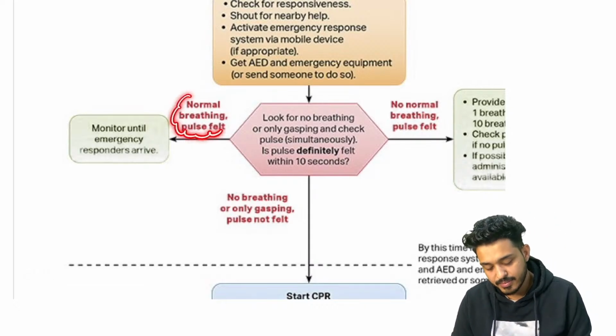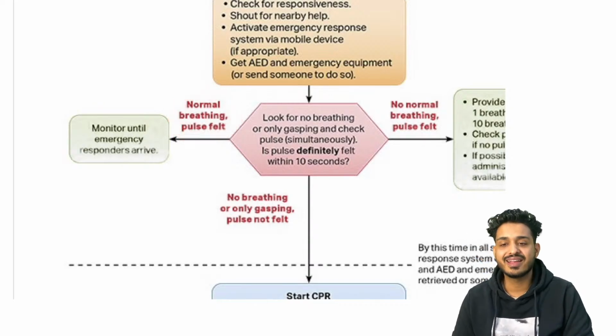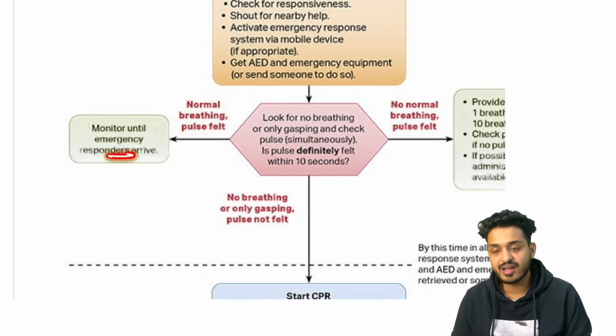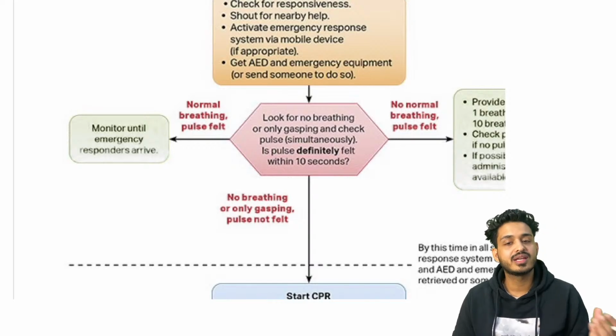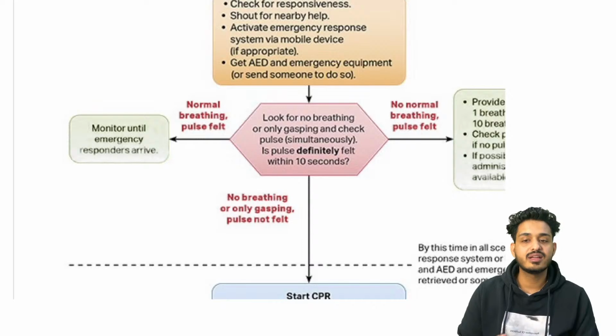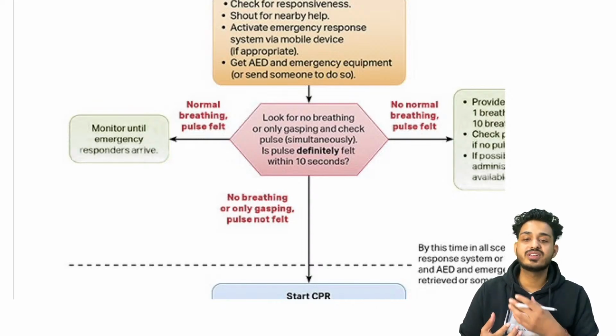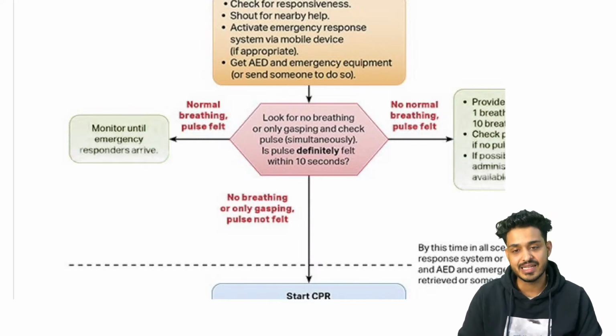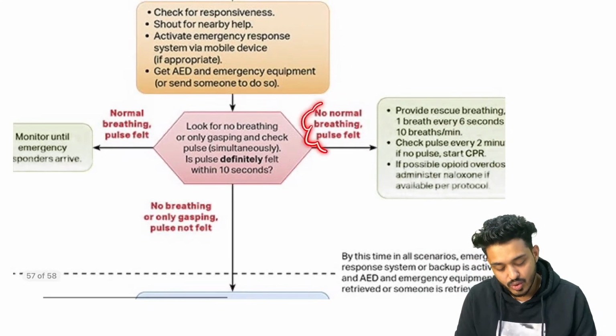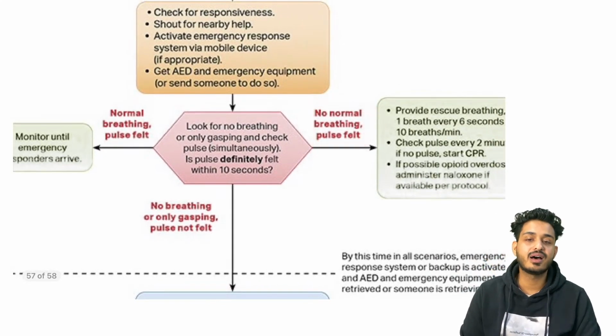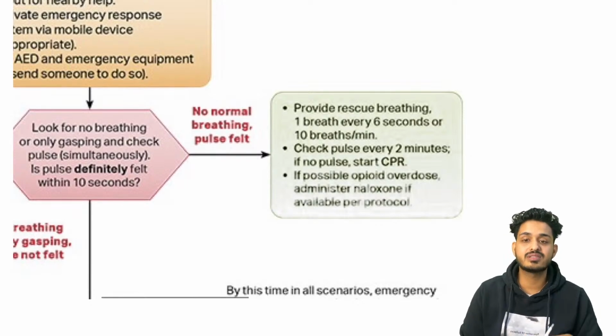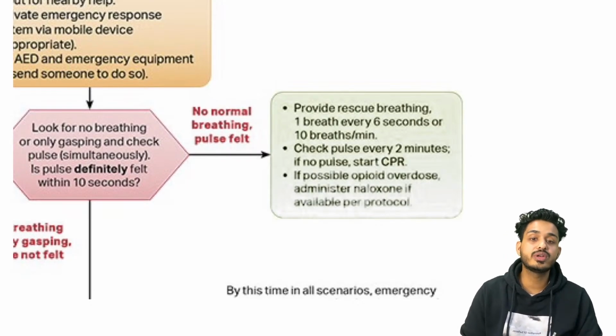नॉर्मल ब्रीदिंग और पल्स आ रही है तो क्या करना है? जब तक कोई आ नहीं जाता, ओके, तब तक वेट करना है, कुछ नहीं करना, उसको ज़बरदस्ती CPR नहीं देना है. If the patient is breathing fine, if the patient is having pulse, you should not give anything, right? Second thing, no normal breathing लेकिन पल्स आ रही है, then what you need to do? You need to give breathing only. अभी CPR नहीं देना, ओके?